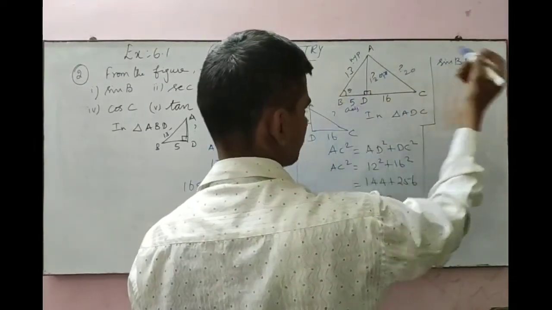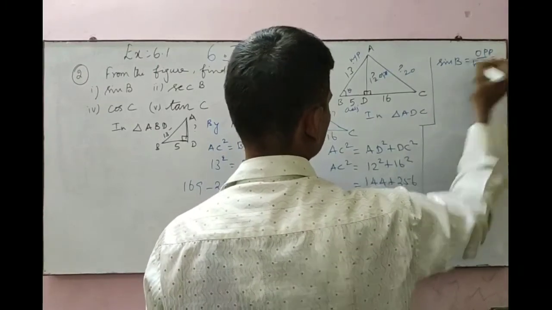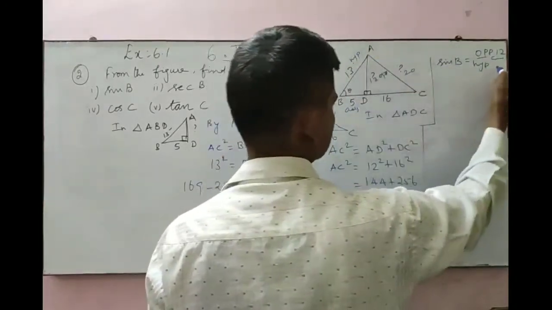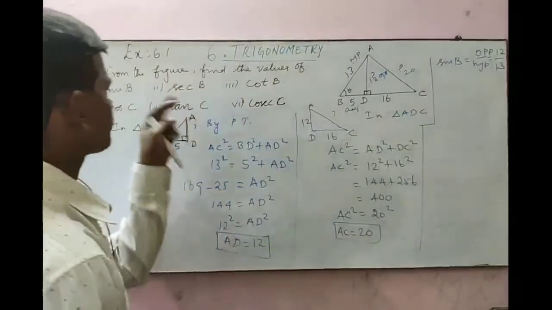Sin B, what formula did you learn? Opposite by hypotenuse. What is the opposite side? 12 by hypotenuse side is 13. So the answer is 12 by 13. This is for sin B.